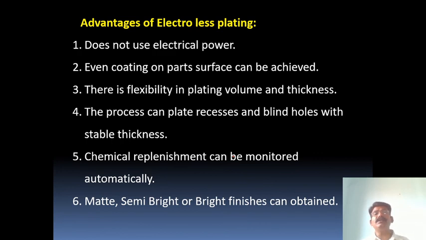Even coating on a porous surface can be achieved. I mean, in this part, we will get some part of the metal or some part of the plastic, so that will not be a complete sheet. So half of the part iron, half of the part the plastic, we have to coat like that. So whatever you want to have. So there is flexibility in plating volume and thickness. Here, how much thickness the coating should be, high or less, that can be done by us very easily.